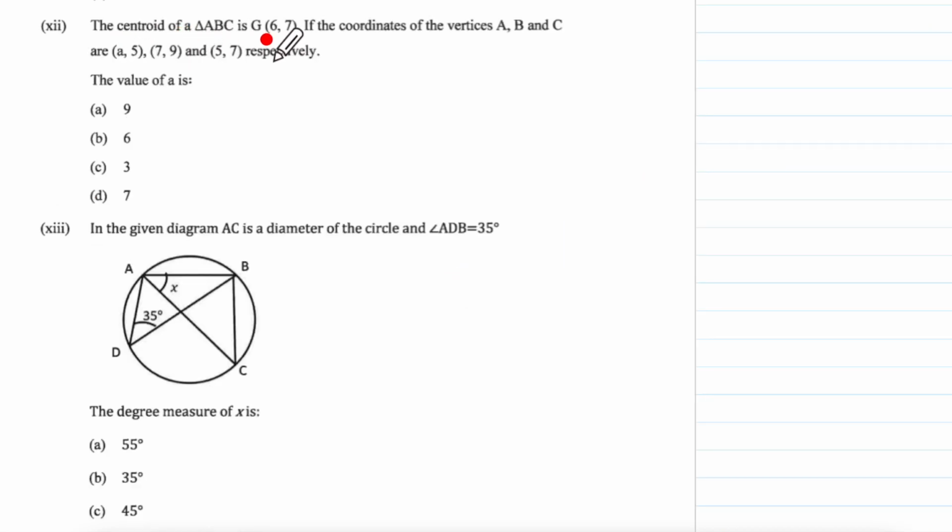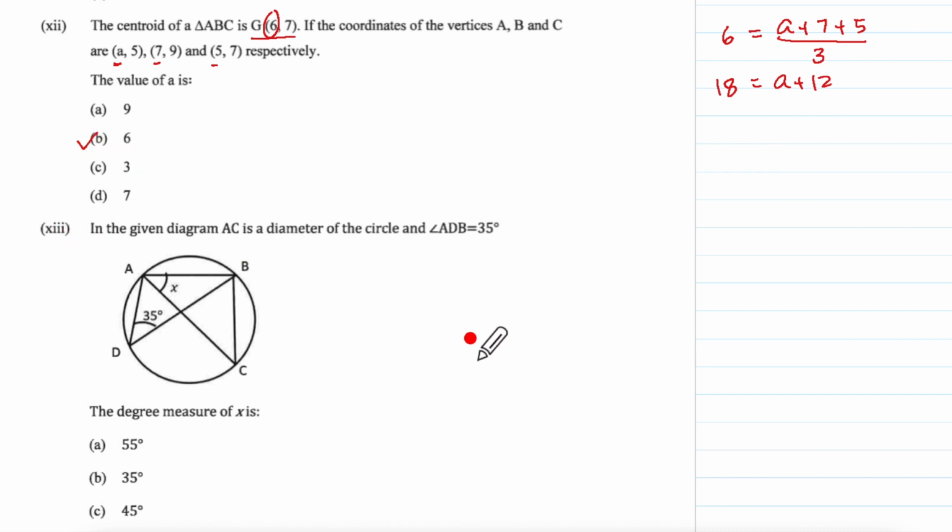Centroid of ABC is G, which is 6, 7. If the coordinates of ABC are like so, then what is the value of A? It's the x coordinate. The x coordinate here is this. These are the other x coordinates. The centroid formula is x1 plus x2 plus x3 upon 3, y1 plus y2 plus y3 upon 3. So in your working column, 6 equal to a plus 7 plus 5, all x coordinates, upon 3. So we'll have 18, 6 threes are 18, equal to a plus 12. A will be equal to 18 minus 12, that will be 6. So the answer is B, which is 6.